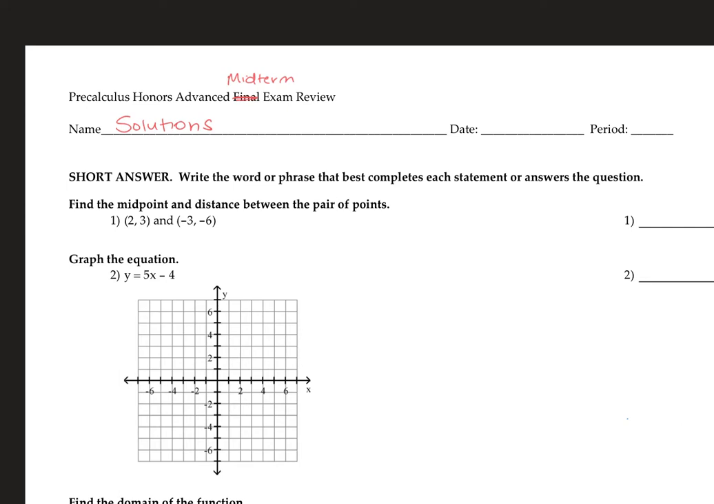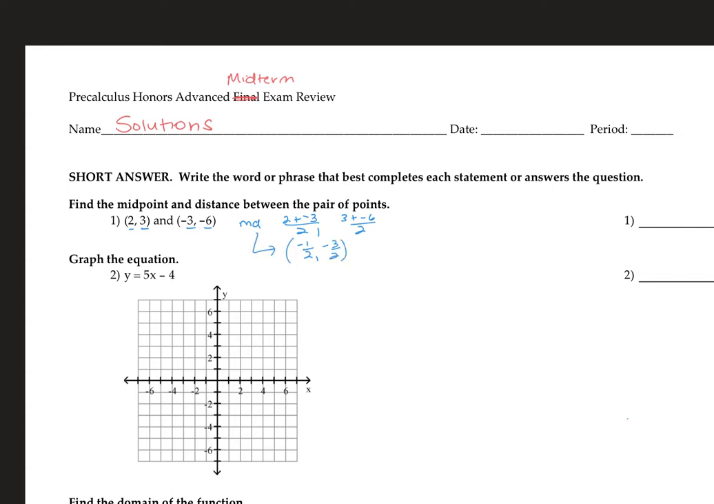Okay, this video is going to take you through the solutions of the midterm review packet. For number 1, it says to find the midpoint and the distance. For the midpoint, we add the two x's, so 2 plus negative 3 over 2, and then we add the two y's, 3 plus negative 6 over 2. I get negative 1 over 2 and negative 3 over 2.